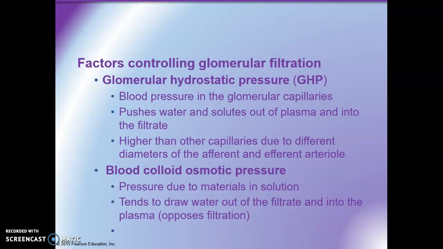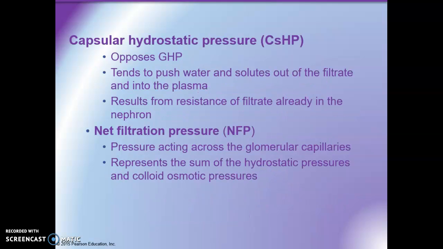Blood colloid osmotic pressure. This is pressure due to materials in solution, and it tends to draw water out of the filtrate and into the plasma. That is, it opposes filtration. Capsular hydrostatic pressure opposes the glomerular hydrostatic pressure. It tends to push water and solutes out of the filtrate and into the plasma. This results from resistance of the filtrate already in the nephron.